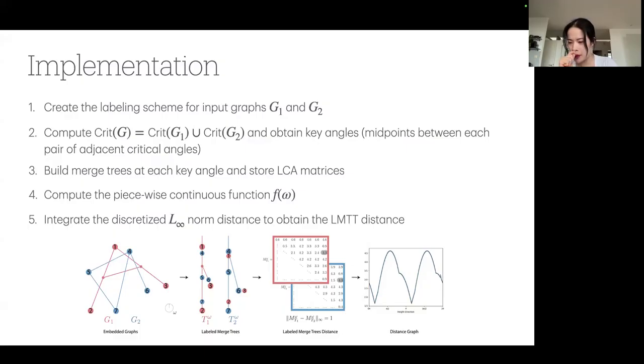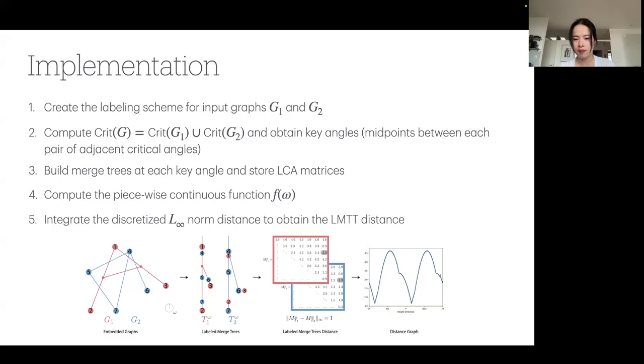Which, if I have time, I'll expand on later, we utilize the continuity nature of the function to construct a kinetic data structure to compute this piecewise continuous function. And at the end, we can integrate the discretized infinity norm distance to obtain our final distance.